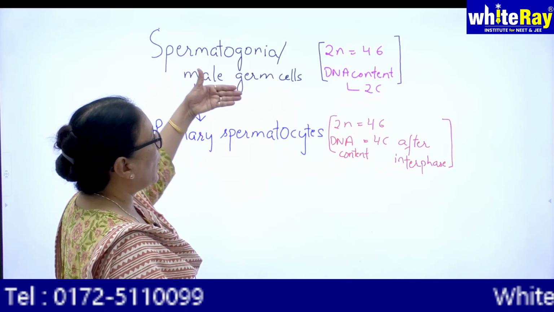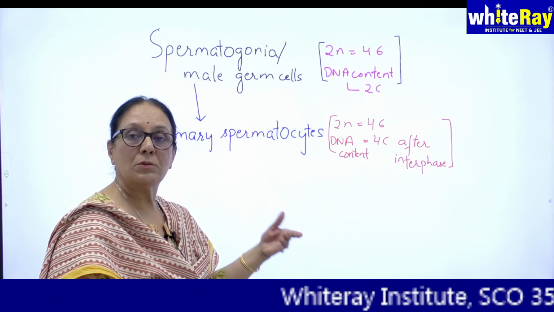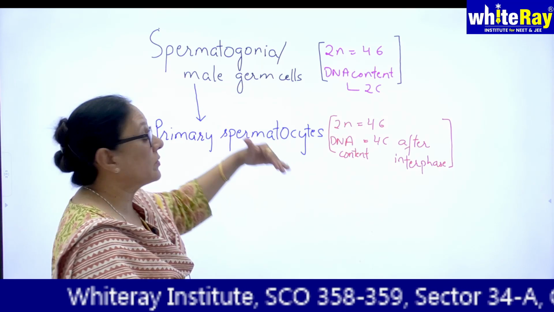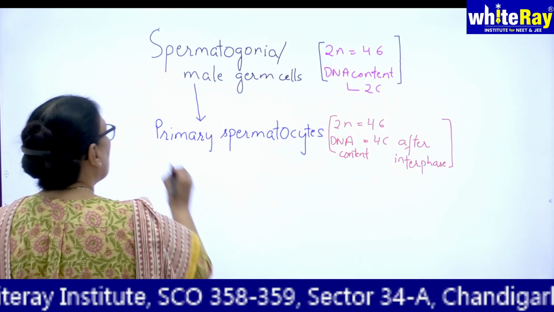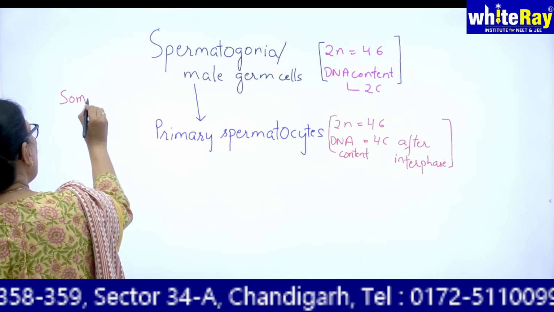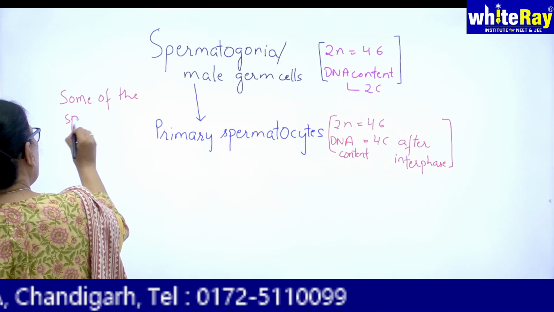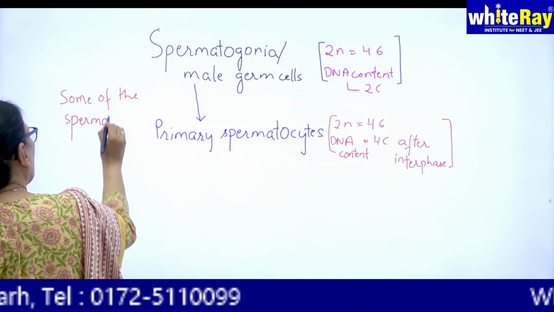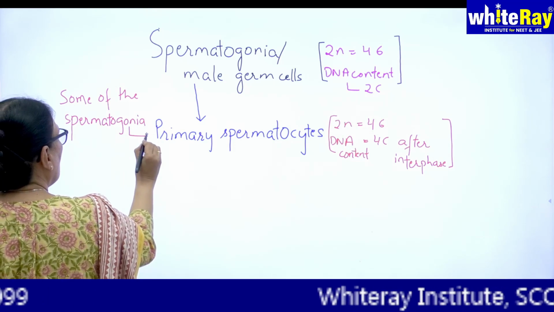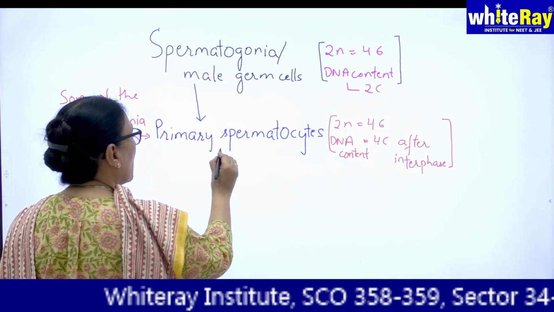So we have talked so far about how the seminiferous tubules are lined by male germ cells and the spermatogonia, which are diploid cells. Now some of the spermatogonia, not all spermatogonia, form the primary spermatocytes.